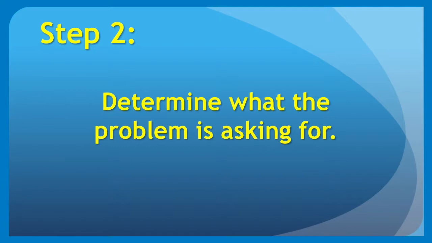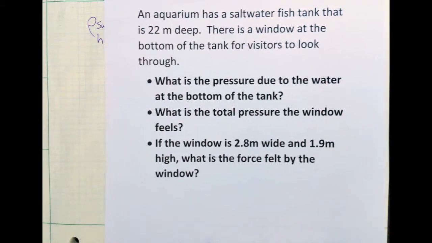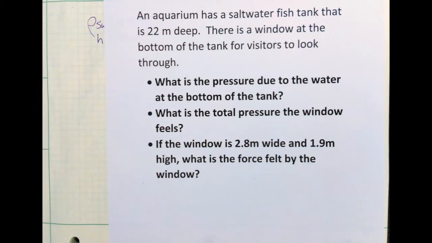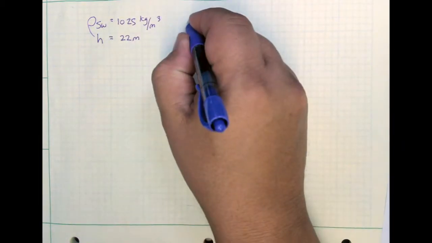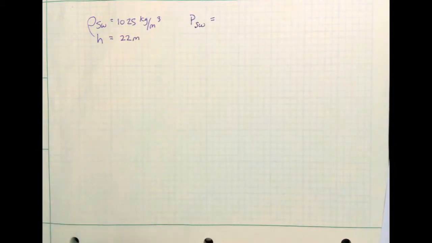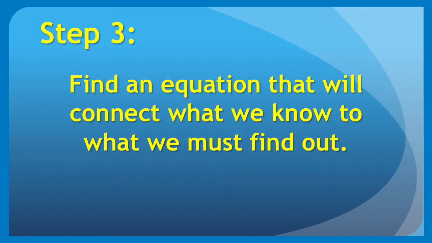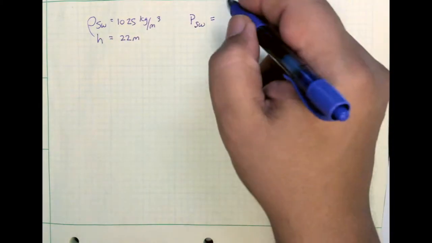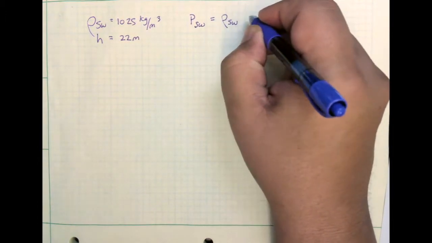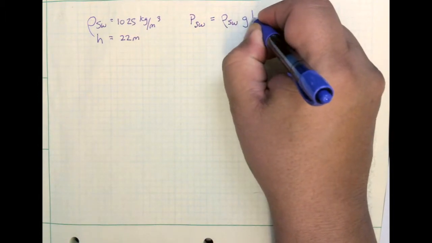The second step in the process is to figure out what the problem is asking us. So we look at the problem, and it's a very straightforward request. We are first asked, what is the pressure due to the water at the bottom of the tank? So we're being asked for the pressure exerted by the salt water in the tank. Step 3 is then to find an equation that relates what you are told to what you are supposed to find out. In this case, the equation is for the pressure in a fluid: the density of the fluid, in this case salt water, times G times the depth.